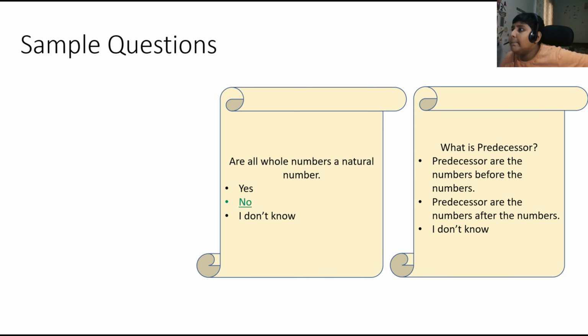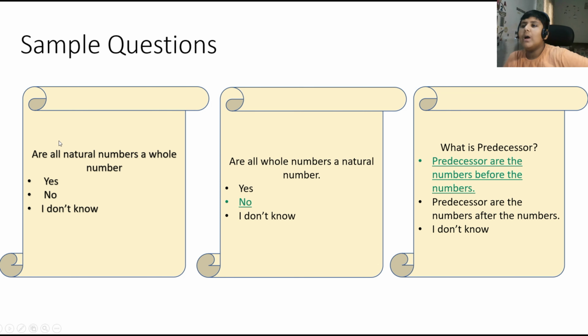What is a predecessor? Predecessors are the numbers before the numbers. Like 18 minus 1 is equal to 17. So 17 is the predecessor of 18. So are all natural numbers whole numbers? The answer is yes. As natural numbers start from 1, they do not start from 0. So here, all the natural numbers are whole numbers.